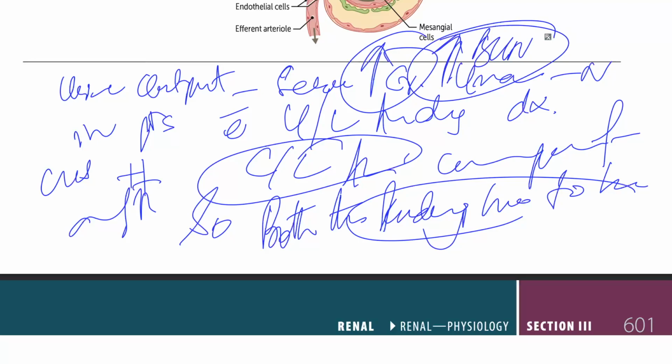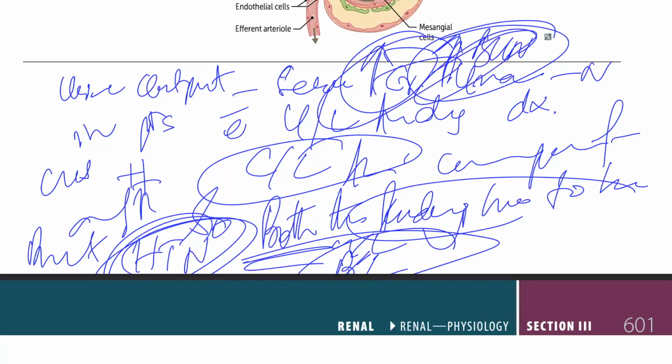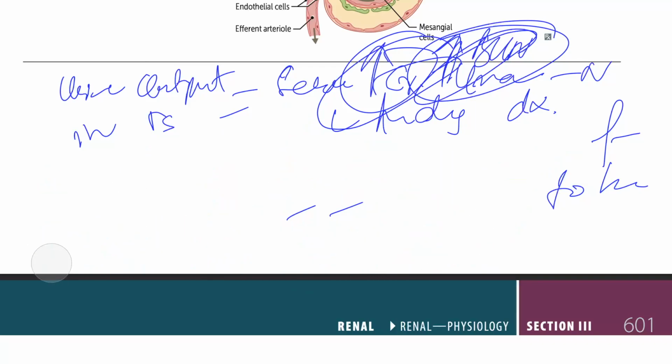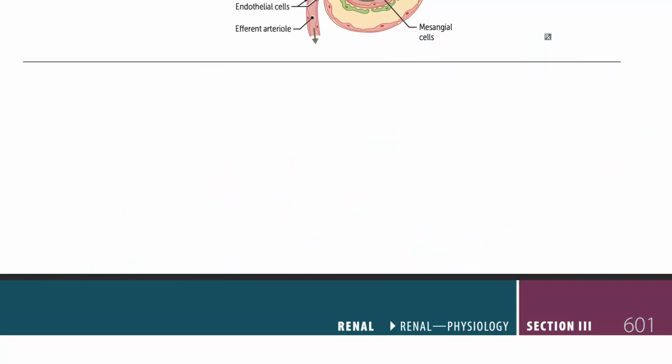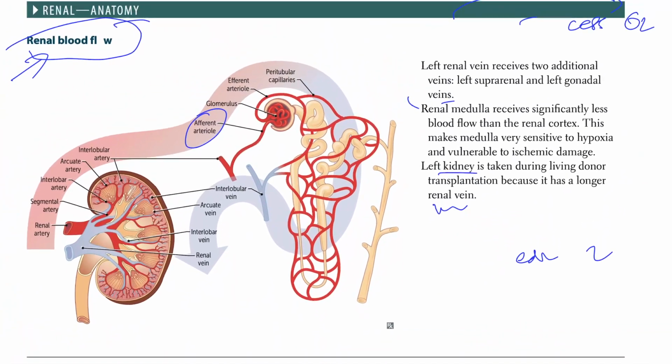But you can still have hypertension due to either unilateral kidney disease or bilateral kidney disease. Both can cause hypertension. But the creatinine and the BUN would only increase if you have a bilateral kidney problem. So that's all for the glomerular anatomy as well as the renal blood flow.